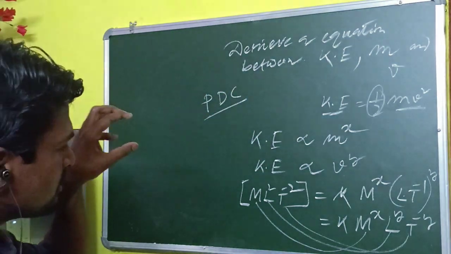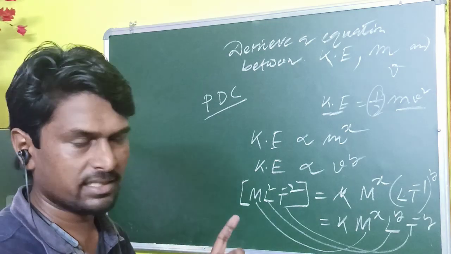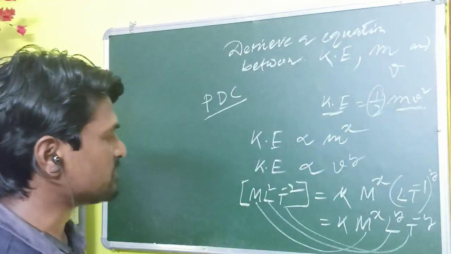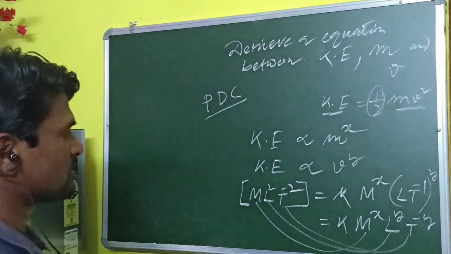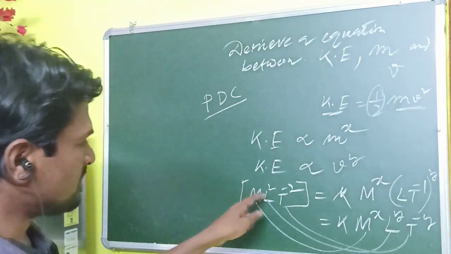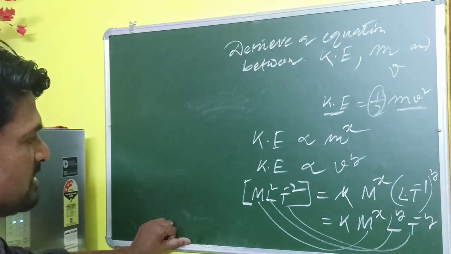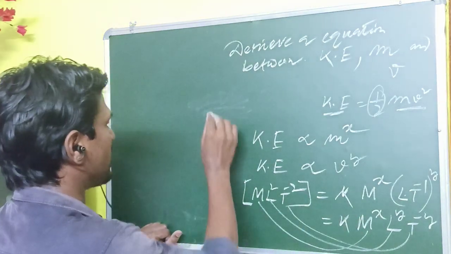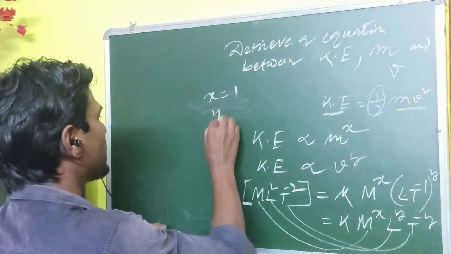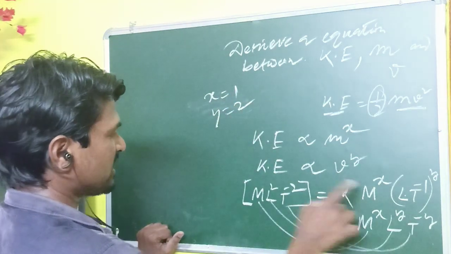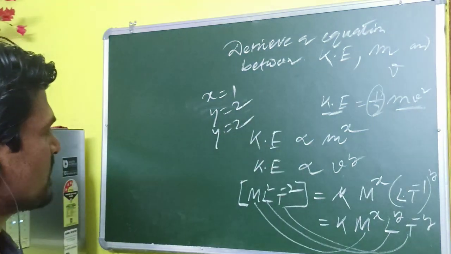Then put the dimension of the physical quantity on both sides, that is the right hand side as well as the left hand side, and then compare the exponents of the fundamental quantities, that is x equals 1. So x equals 1, then y equals 2, and then minus y equals minus 2, that is y equals 2 again.